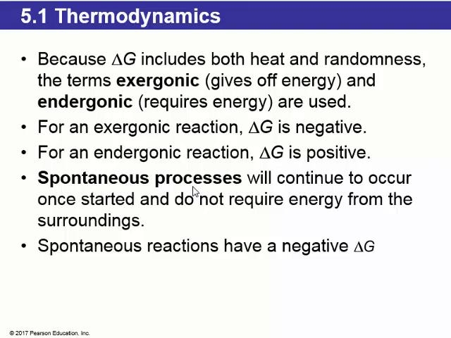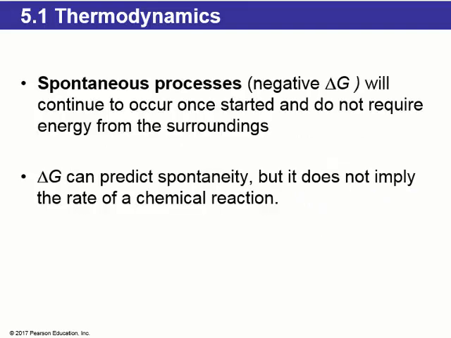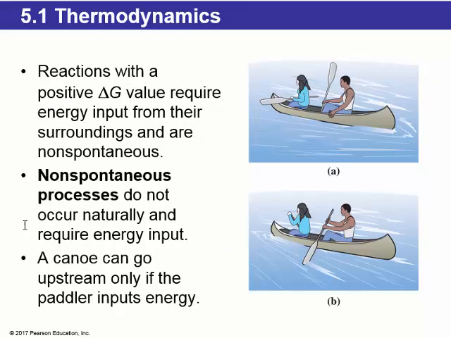The term spontaneous processes are what we use when a reaction has a negative delta G. In science, when we say spontaneous process, all we mean is that once it gets started, it does not require any energy from the surroundings. It doesn't necessarily mean that it's going to happen quickly. So the sign of delta G can predict spontaneity, but it doesn't imply how quickly the reaction occurs. So let's look at two processes that have a positive delta G and a negative delta G, so we can get a better understanding of this concept of spontaneity.